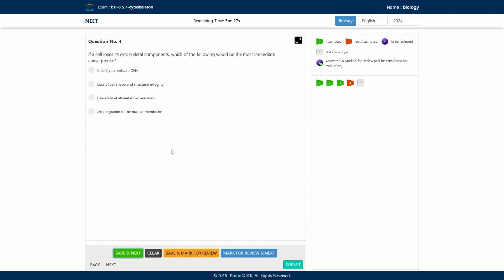Next one, if a cell loses its cytoskeleton components, then which of the following would be the most immediate consequence? Now, options are inability to replicate the DNA, means it cannot do the process of replication, means the DNA duplication process. Next is loss of cell shape and structural integrity. Third one is cessation of all metabolic activities, means all the biochemical reaction will stop. And fourth is disintegration of the nuclear membrane. What will be the correct answer?